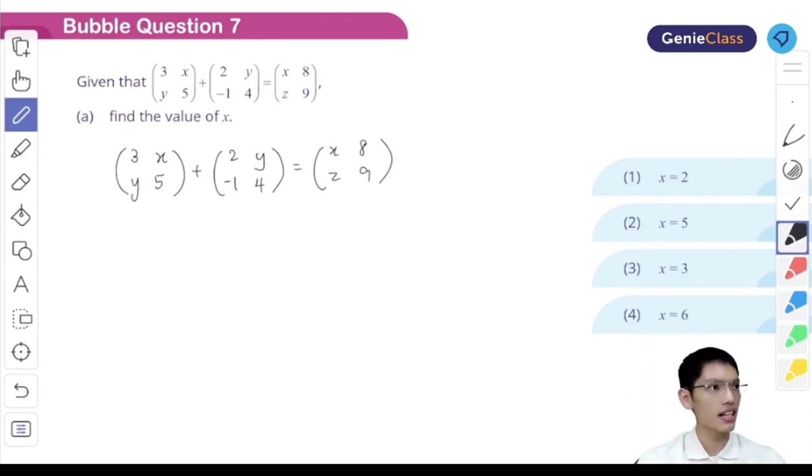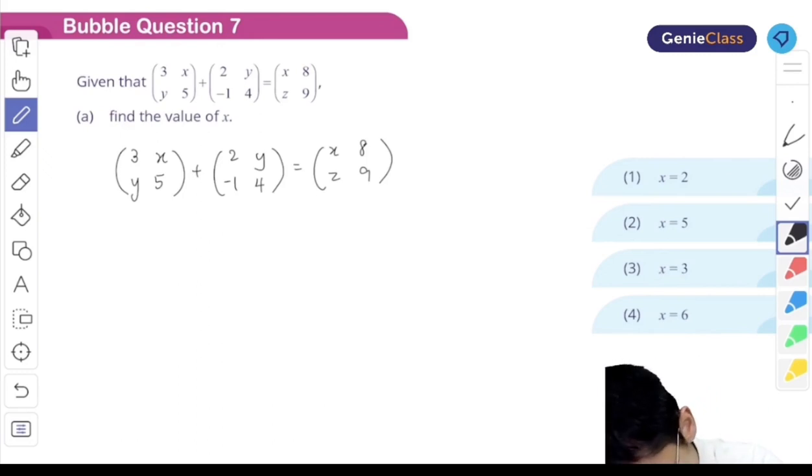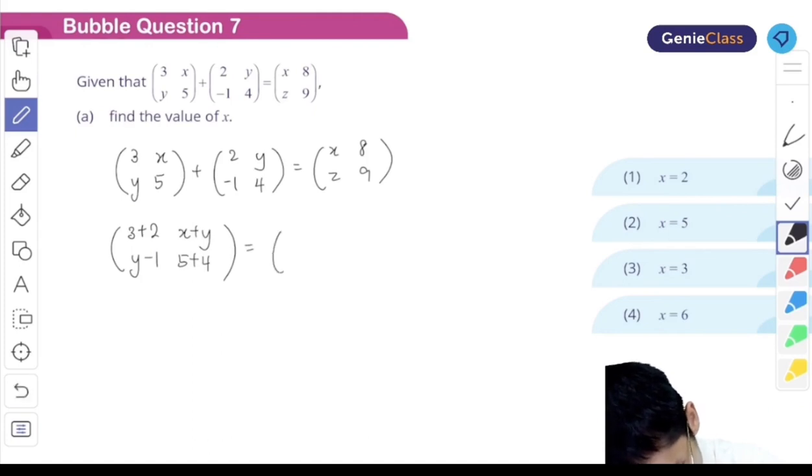All right, excellent. Let's take a look. Perfect over here. Nice. Most of you got it. So let me just reiterate the working. Again, simplify my left-hand side. 3 plus 2, x plus y minus 1, 5 plus 4. Okay. This is equals to x 8 z 9.